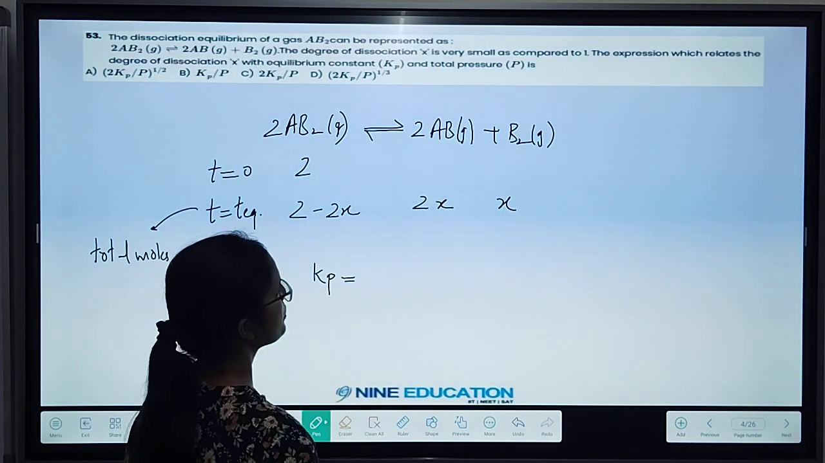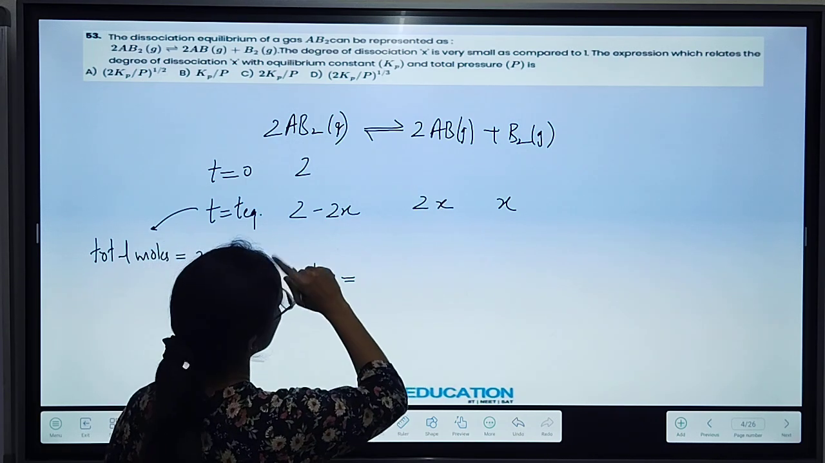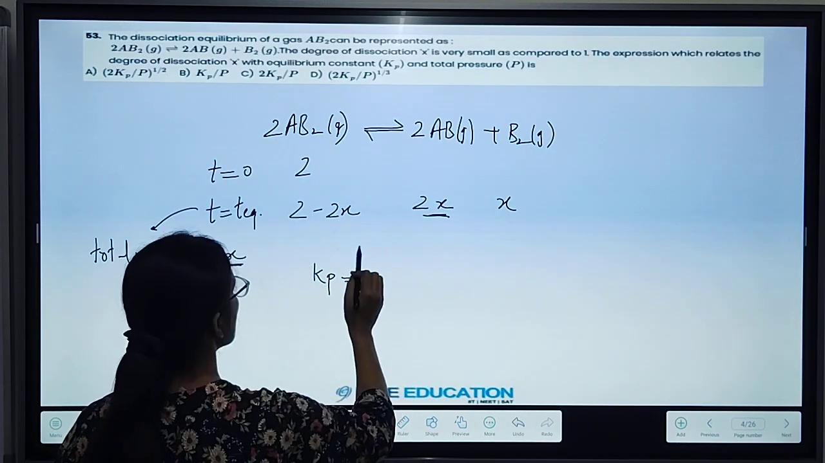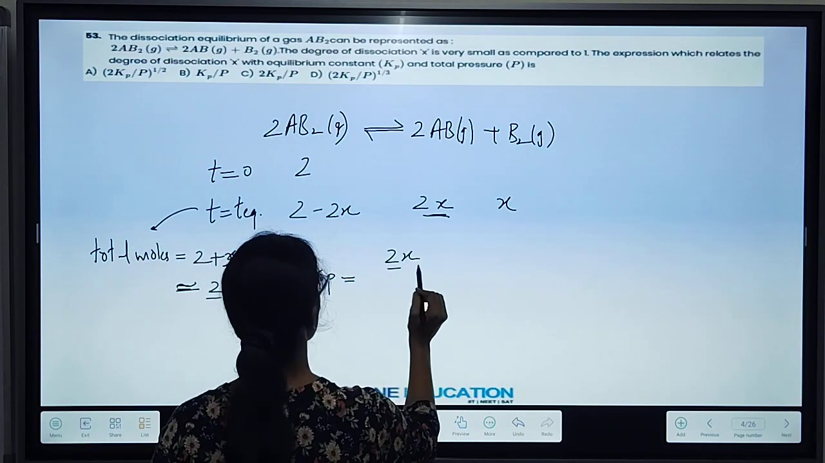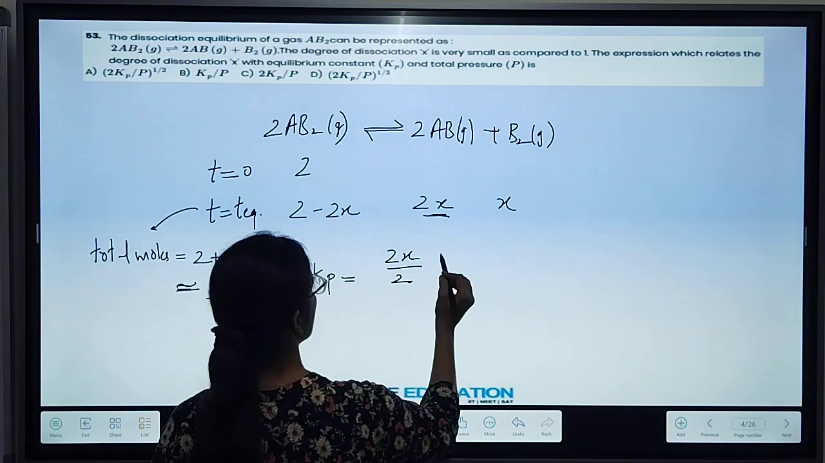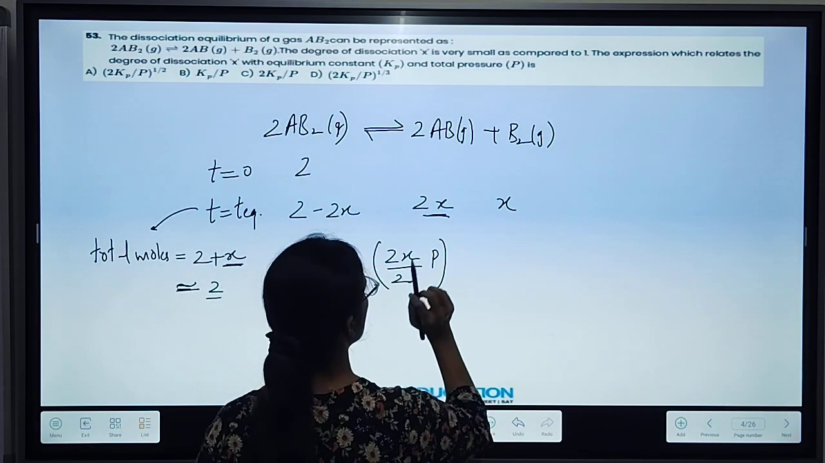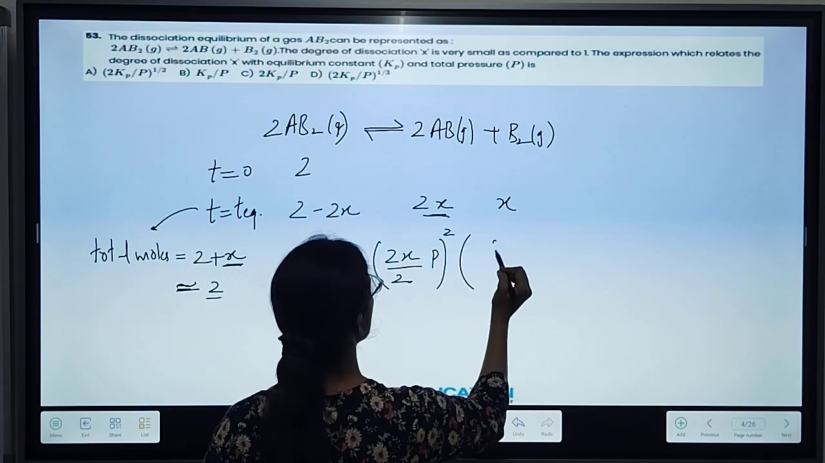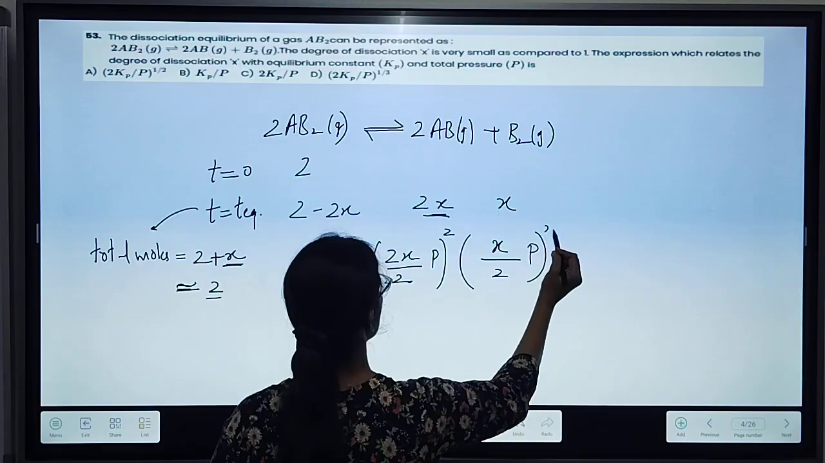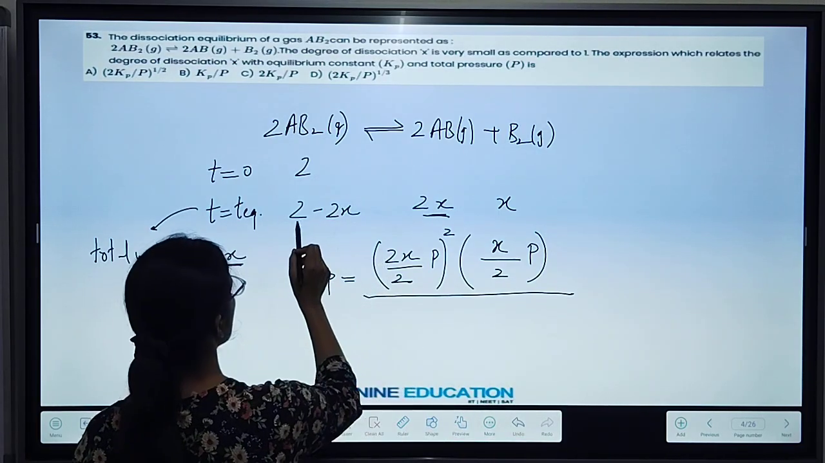And now I need to write down what? Kp expression. Kp expression will be what? Product partial pressure divided by reactant partial pressure. So in product we are having AB, right? AB will be having what? 2x by 2. This will be the mole fraction of AB, and along with that complete total pressure at equilibrium, let us say it is P raised to power 2. Here what will be having? x divided by 2 and capital P, and here will be having power 1 and divided by will be having mole fraction.